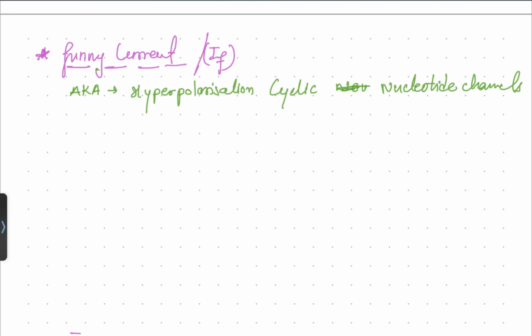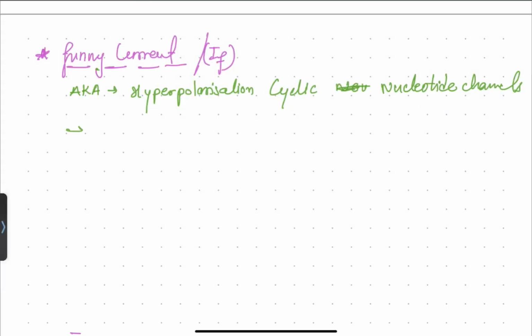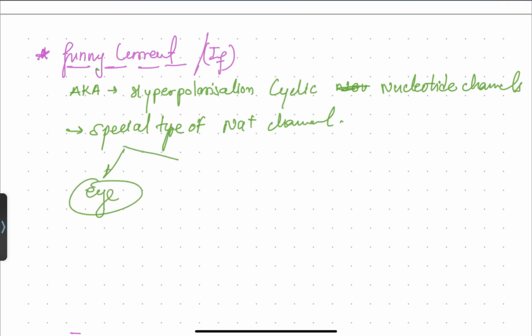These are a special type of sodium channels. So the funny currents or funny channels are nothing but this special type of sodium channel, which is present on the SA node of the heart.